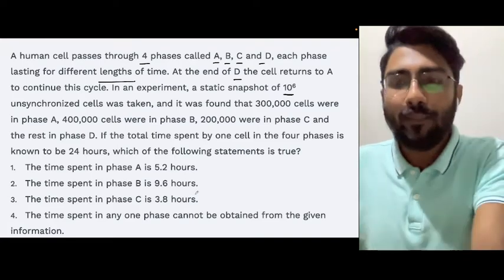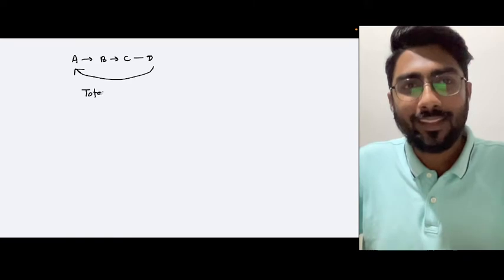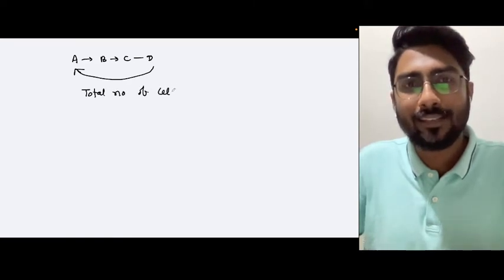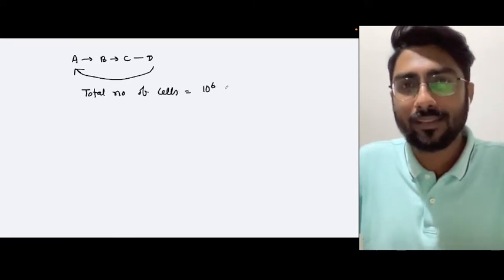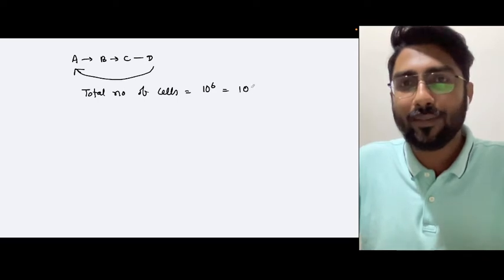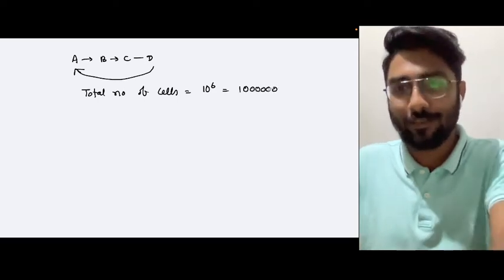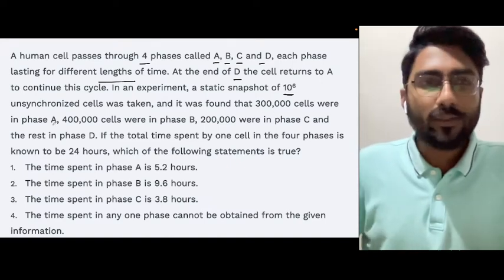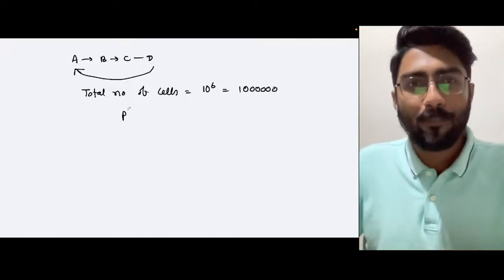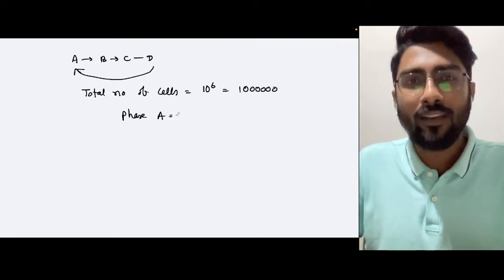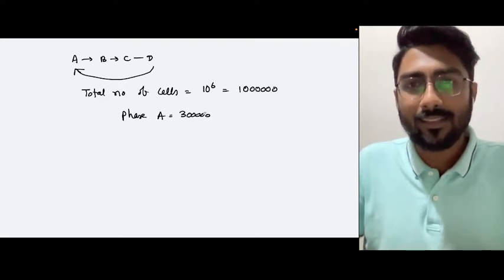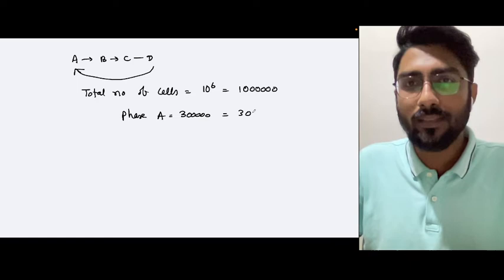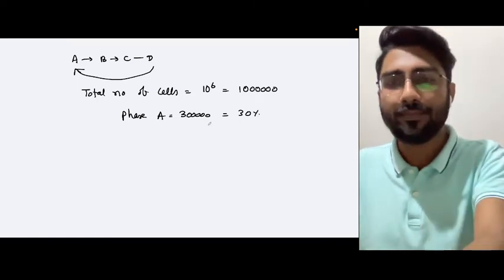And the total number of cells is equal to 10 to the power 6. So we can write it as 2, 3, 4, 5, 6. It's a very easy way. And it was found that 3 lakh cells were in phase A. So in phase A, there will be 3 lakh cells. If we count it, it is 30%. It will come around 30%, right?